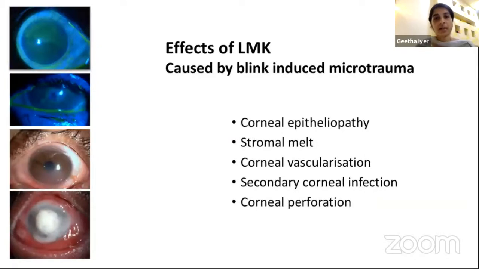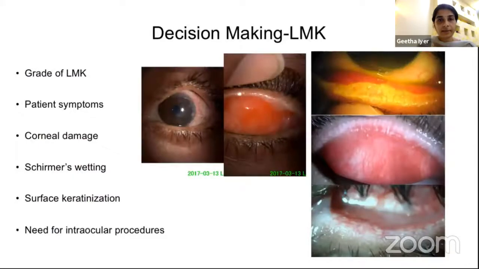So why is it that we are really worried about LMK? It's because of these several deleterious effects of LMK, especially on the cornea, which is caused by blink-induced microtrauma, namely corneal epitheliopathy, stromal melt, corneal vascularization, secondary corneal infection, especially following the injudicious use of topical steroids in these eyes to try and calm the surface inflammation. And in rare instances, you can also end up having a corneal perforation in these eyes.